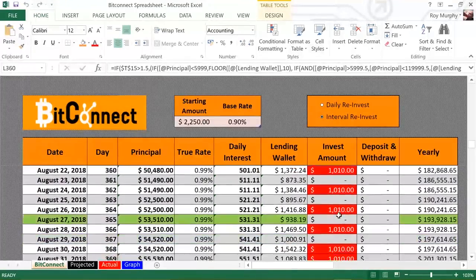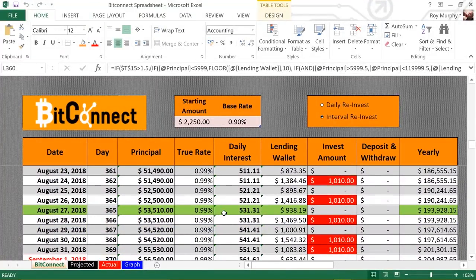And then we get to year 1. So my year 1, based on that 0.9%, based on my starting amount, is $531 a day. If I stop reinvesting these $1,000 a day, I get those extra $1,000 plus I get nearly £200,000 a year. Dollars a year. I'm converting because I'm British, I'm converting into pounds.